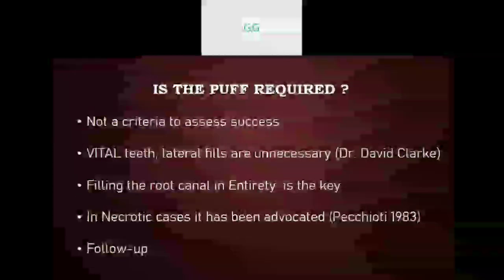So now coming to the big question, is the puff required? First of all, apical puffs are not a criterion to assess the success or the prognosis of the root canal treatment. And again, like Dr. Schilder stated, the puff is to be considered only in the state of needlessness and inconsequential preparation of the root canal. So when we prepare the root canal thinking that we do not require the apical puff, and even if it is created, then we can consider it normal within 1 mm.